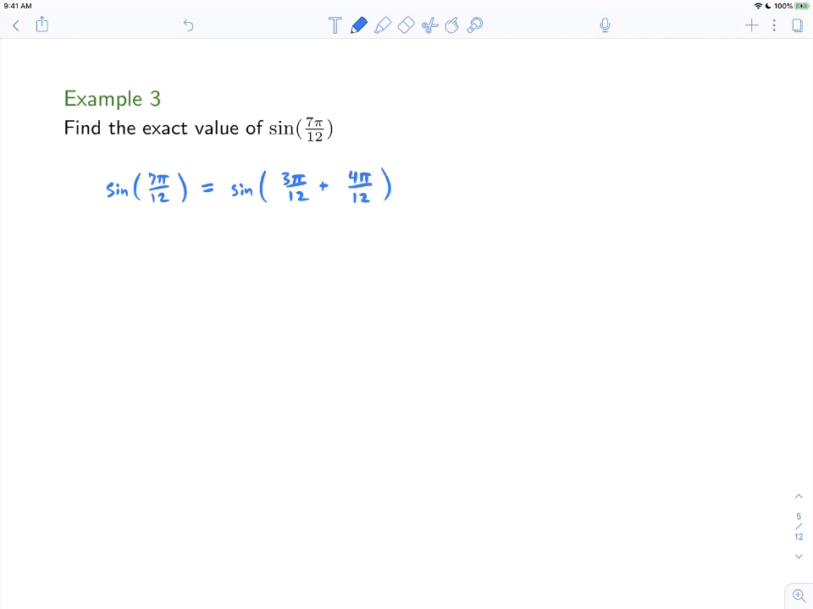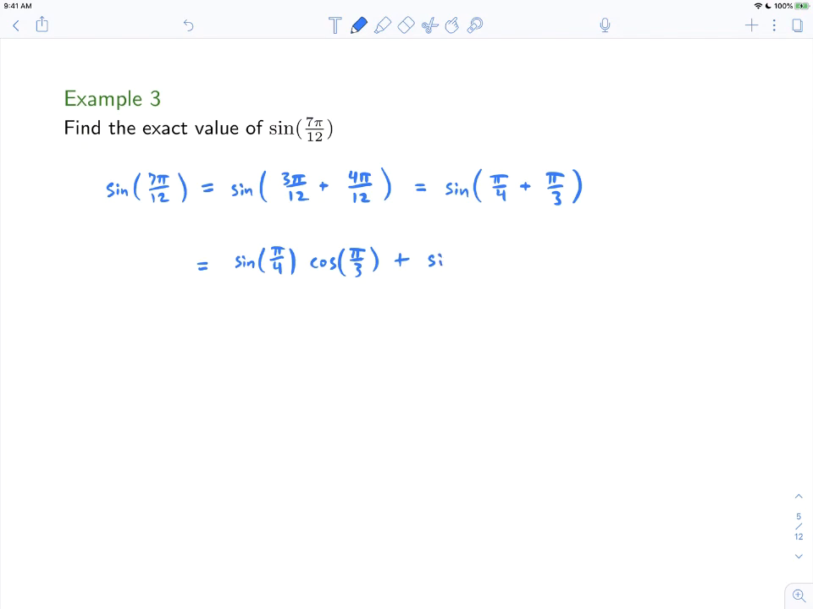How does that help us? Well, if you reduce these fractions, this is sine of pi over 4 plus pi over 3. And we know how to compute sine and cosine at the angles pi over 4 and pi over 3. So we're going to use the sum formula for sine. So the sum formula for sine tells us that sine of pi over 4 plus pi over 3 is sine of pi over 4 times cosine of pi over 3. And sine preserves the sign, so it's a plus, so you have a plus here.